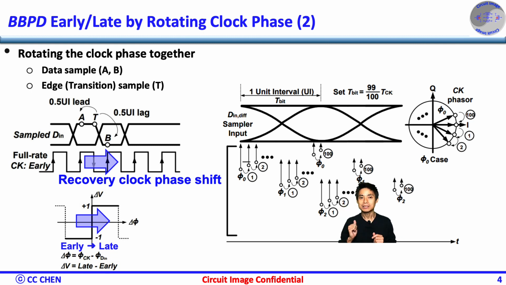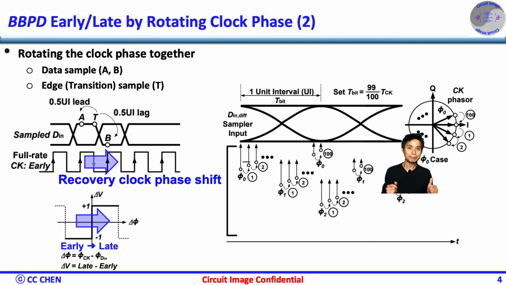Then, from the time domain waveform, the clock will phase shift back to the original position of the input eye diagram after 100 times phase shifts. Similarly, from the phasor diagram, the clock phase starts at 0 degrees and will rotate back to 0 degrees after 100 phase rotations. Therefore, after 1 UI phase shift over 360 degree phase rotation, the bang-bang PD output would have both early and late signals to indicate the clock was earlier or later than the input data.